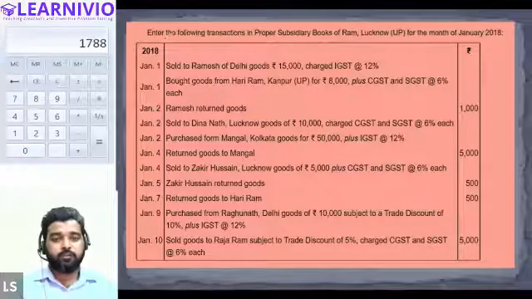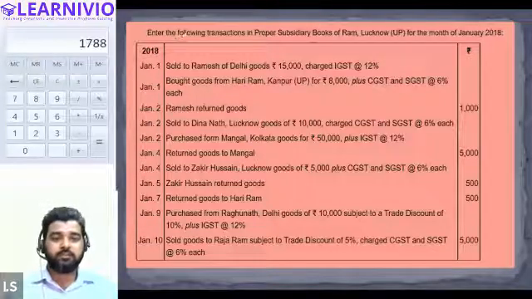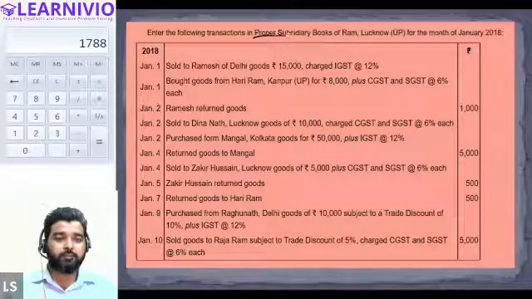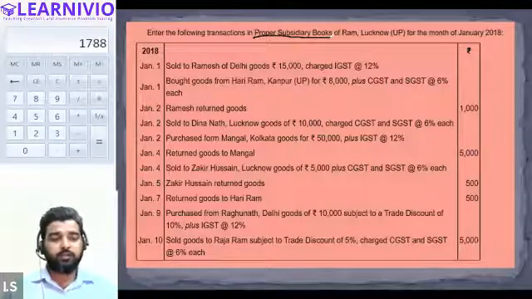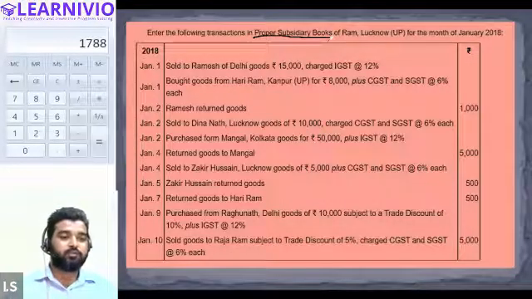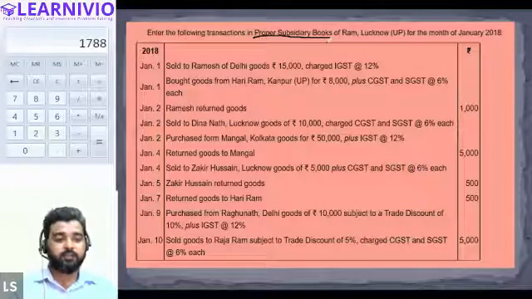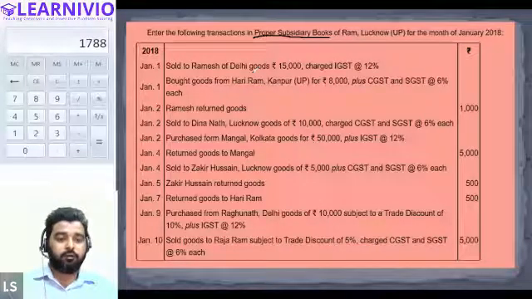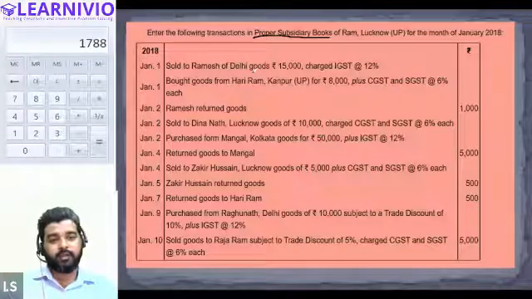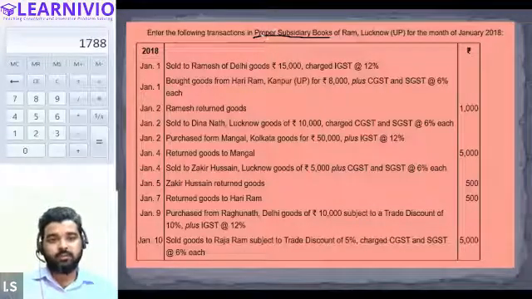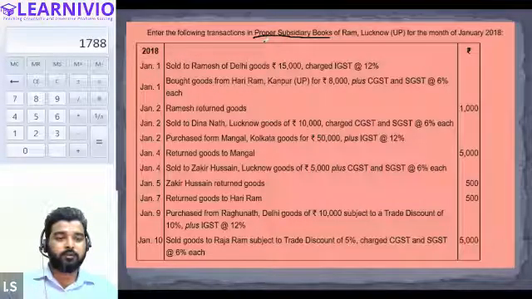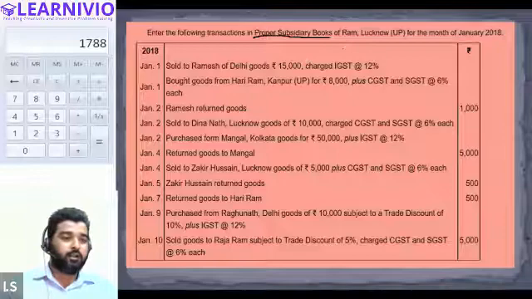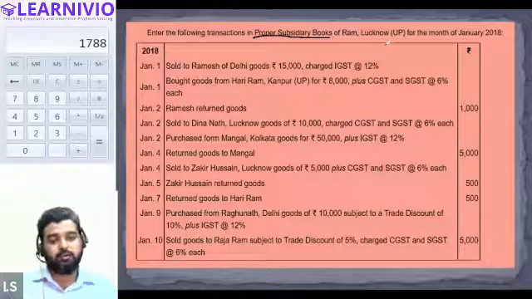All right. The information is given, and the question says: enter the following transactions in the proper subsidiary book. The question does not mention which kind of book you are required to prepare, so you need to decide which book will be prepared for which kind of transaction. The question says: enter the following transactions in the proper subsidiary books of Ram, Lucknow, for the month of January 2018. So all of these transactions relate to January 2018.